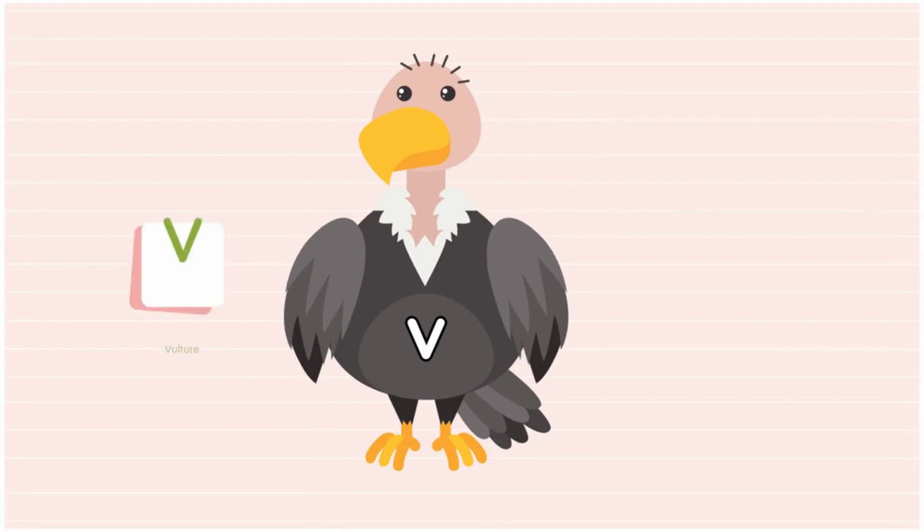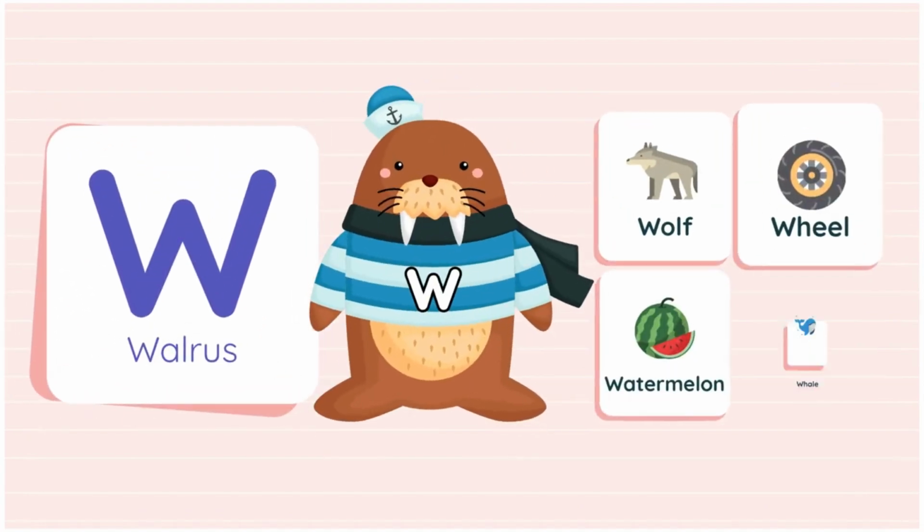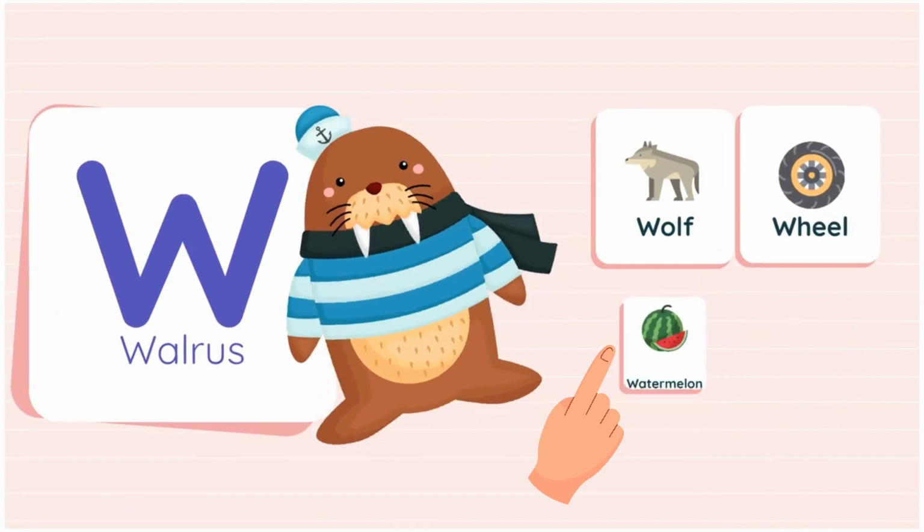V is for vulture, volcano, vest, vacuum, violin. W is for walrus, wolf, wheel, whale, watermelon.